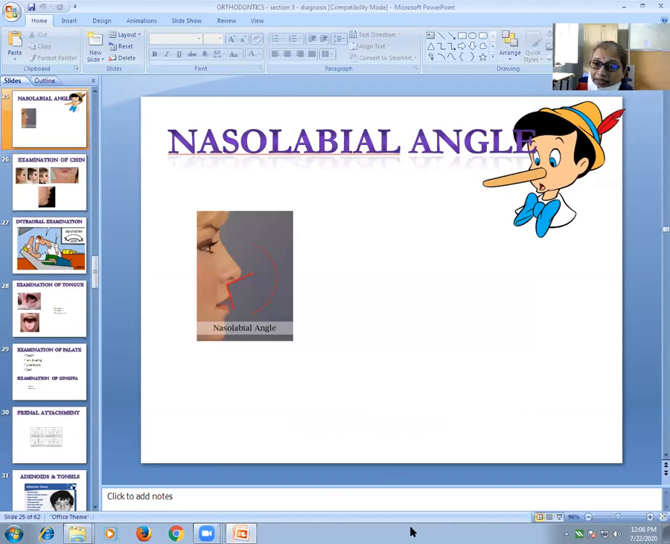Next thing is the nasolabial angle. What is the nasolabial angle? It is the angle between the lower part of the nose, the base of the nose, and the upper lip. This angle is formed by an imaginary line which is tangent to the tip of the nose and to the upper lip. This angle is normally 110 degrees. If the angle decreases, in which cases will it decrease? Anybody can tell?